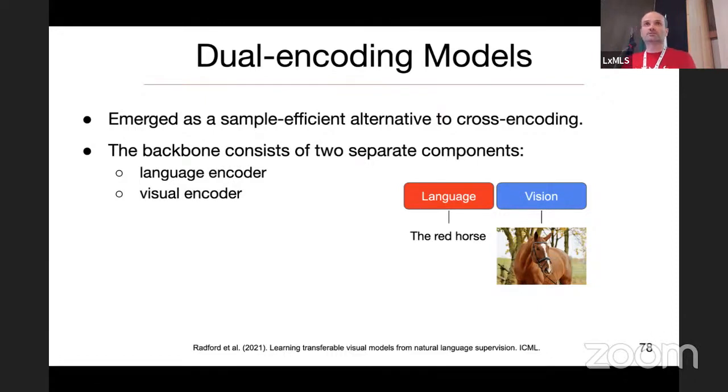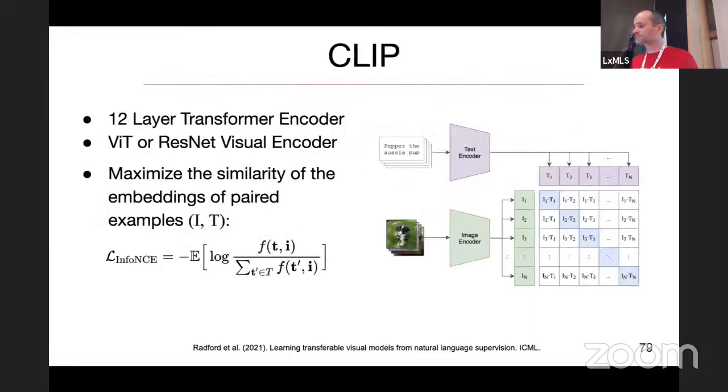The CLIP model is probably one of the most well-known instances of this, but going back to 2019 and even earlier, we've seen other versions of dual encoding models. For example, there's a paper from Connell 2019 where they tried to learn a dual encoding model over speech and visual data. So this idea is not necessarily invented in 2021.